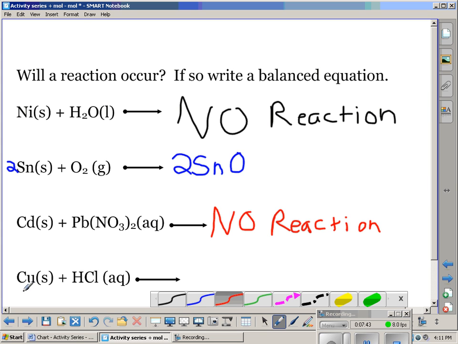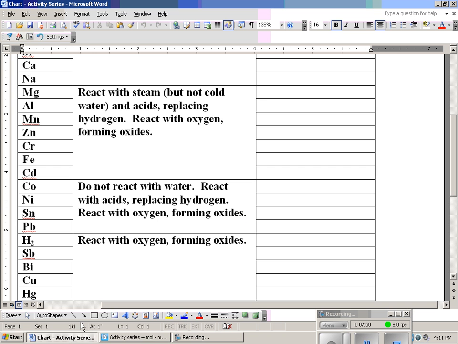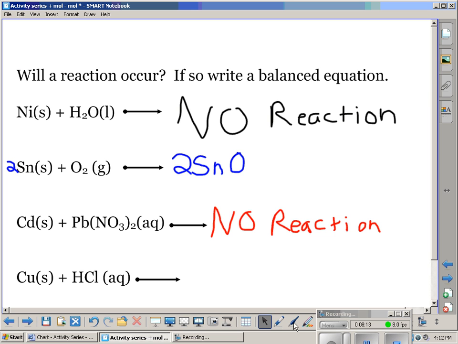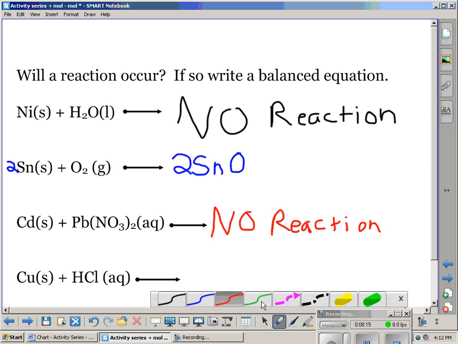Okay, on to the next one. Okay, we have copper and hydrochloric acid. Let's see what happens when we put those together. Okay, we look at our chart. There's copper. Let's scroll down a little so we can see it better. We have copper reacts with oxygen, forming oxides. Doesn't say anything about reacting with hydrochloric acid. As I said before, this is a partial chart. There are some acids that will react with copper, but in general, it's not going to react according to this. So we're going to fill in no reaction.